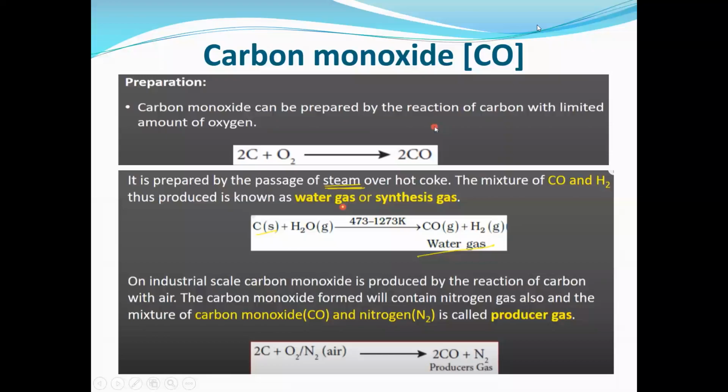Next topic is carbon monoxide. So first one is the preparation of carbon monoxide. We need to mix that. We are going to heat that carbon with oxygen. So we are getting the carbon monoxide.